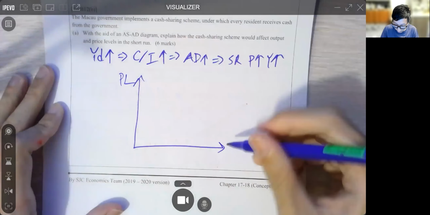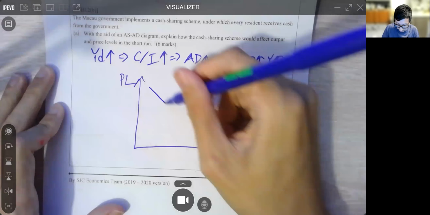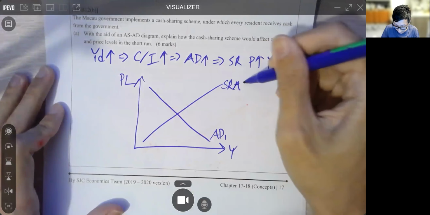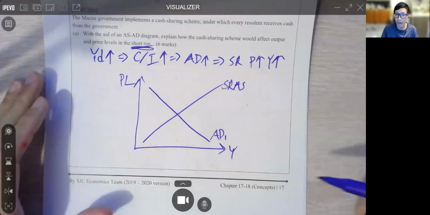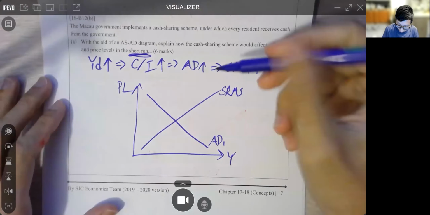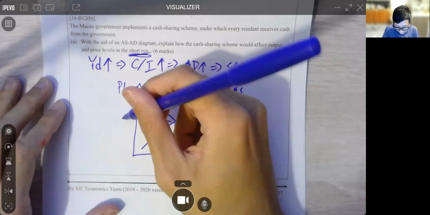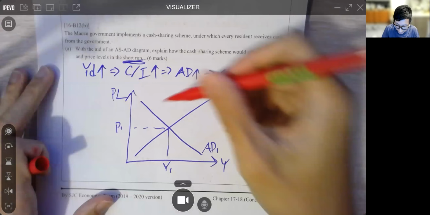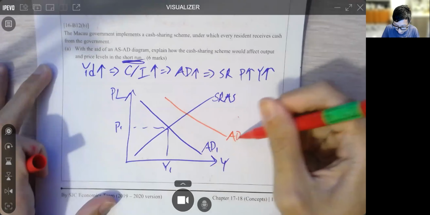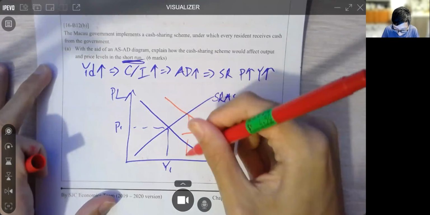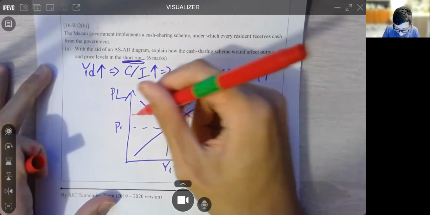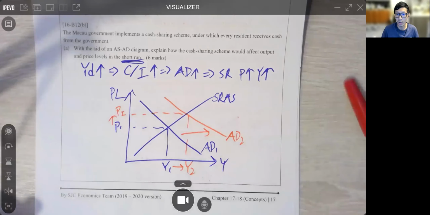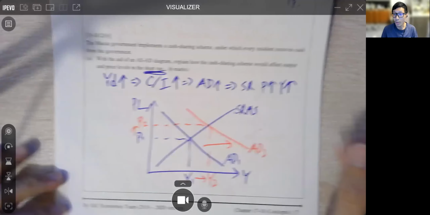Price level, Y, we have our AD1, we have our SRAS, because now it clearly says short run. It says short run. So this is our P1. This is our Y1. Now, because of the cash scheme, AD increases. You see, both output level and price level would increase. Both go up.